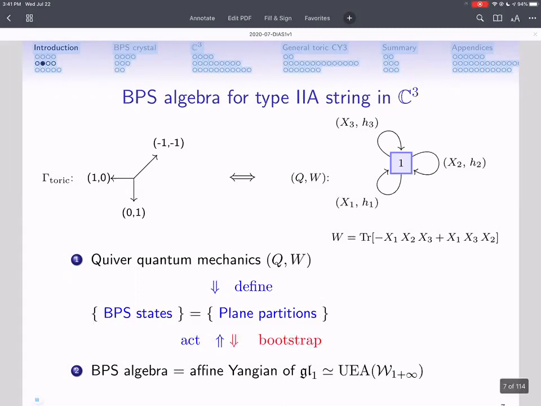The more important thing for us today is that suppose we didn't know about this algebra, we just started from the set of plane partitions, and under certain ansatz we can basically bootstrap this BPS algebra from the representation. So we ask the BPS algebra to act on this set of plane partitions in certain ways, and then the constraints are actually enough for us to solve the entire algebra, as I will explain later.